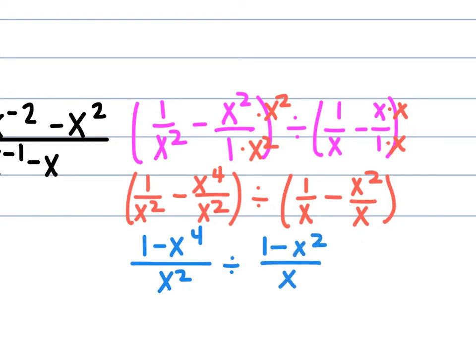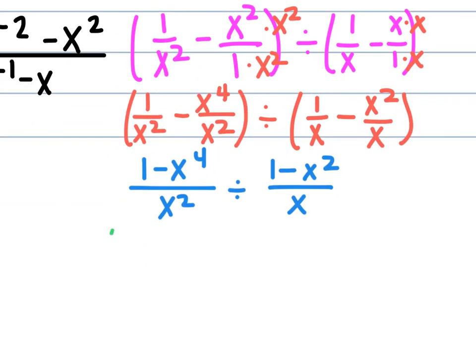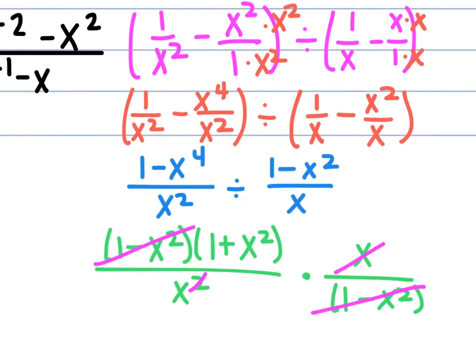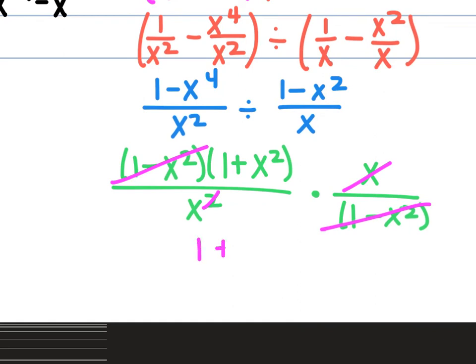So if we want to keep, change, flip, we can factor at the same time when we do this. So this is going to be 1 minus x squared times 1 plus x squared over x squared times, we're not going to factor the second fraction's numerator, which is going to turn into our denominator, because it is one of the factors of the first numerator. So we're going to have 1 minus x squared on the bottom of that. So these are going to cancel, and this will cancel out the exponent here. So it's just going to be 1 plus x squared over x.